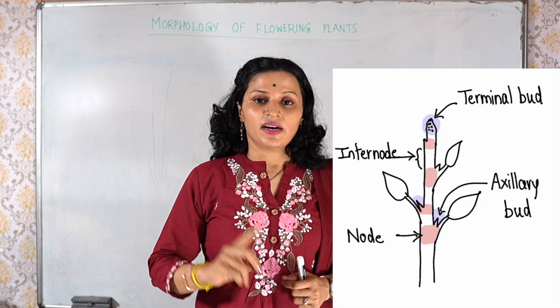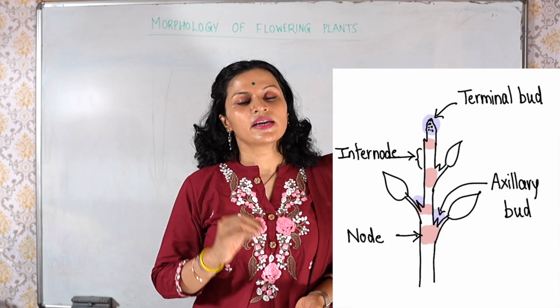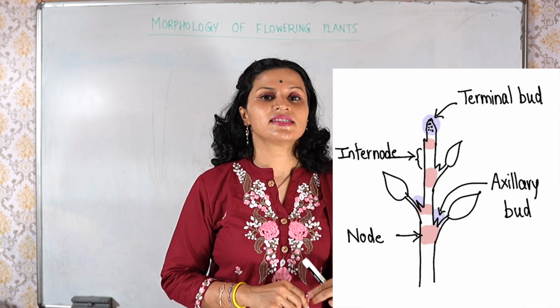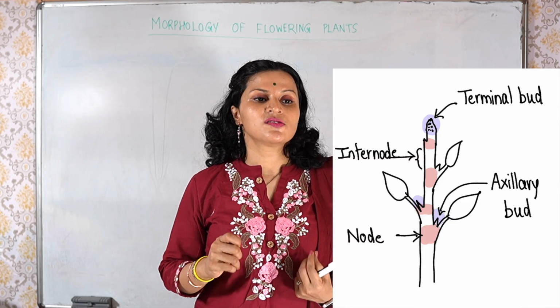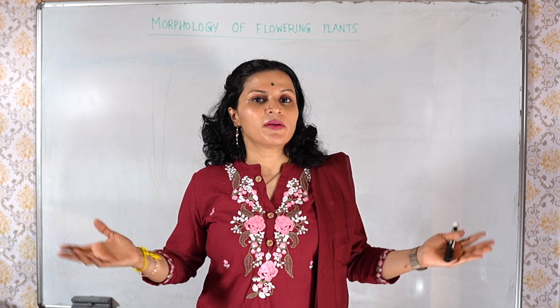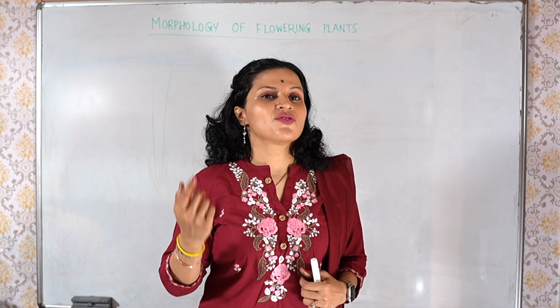The first type of bud is the terminal bud, which is present at the tip of the shoot axis. The second type of bud is present in the axil of the leaves, and that is called the axillary bud. The terminal bud and the axillary bud have meristematic cells. For example, the axillary bud can grow into a branch or a flower or a tendril, or the terminal bud can give rise to a flower.